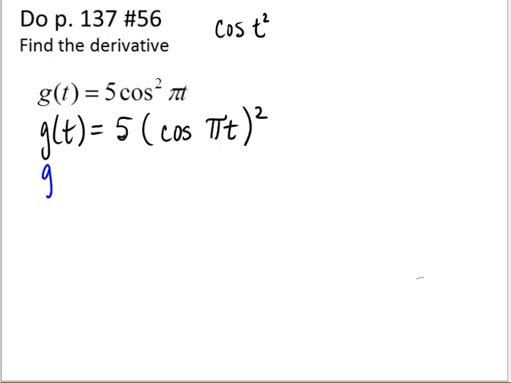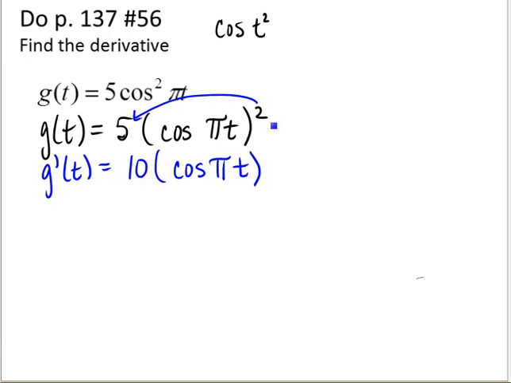This is the chain rule. The chain rule says, bring this out front. I call this chain rule, people call this general power rule as well. So 2 times 5 is 10. Rewrite what's on the inside. Lower it by 1. And then I'll take the derivative of what's inside.